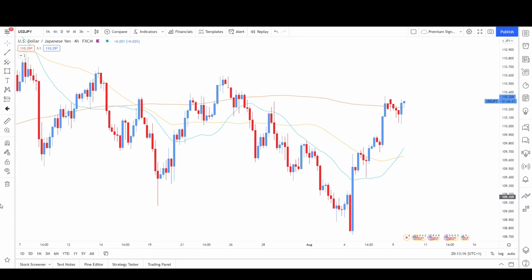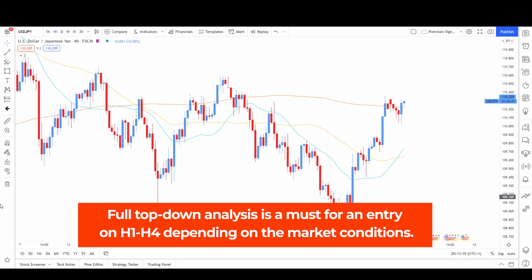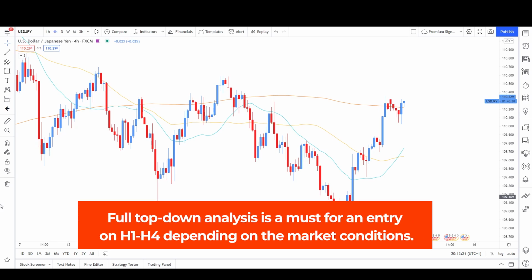Congratulations to the ones who passed it. And now I like to use this strategy mainly on higher time frames, such as 1 hour or 4 hour, which is ideal for entry points and maximum pip gain.